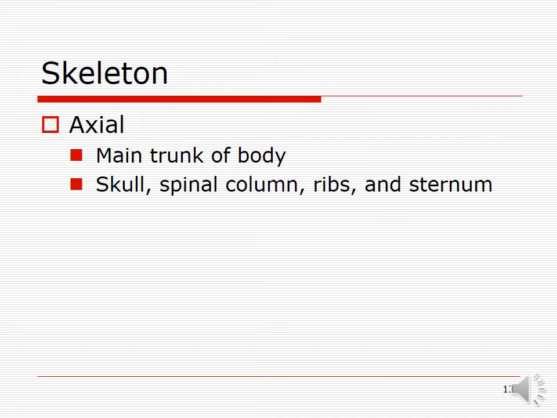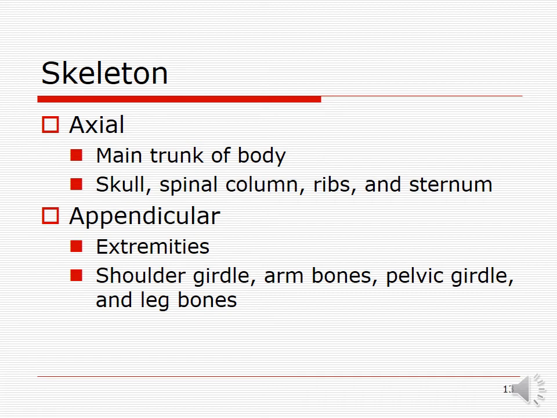Okay, so the skeleton is divided into two main parts, the axial skeleton and the appendicular skeleton. The axial skeleton is the main trunk of the body, and it's comprised of the skull, spinal column, ribs, and sternum, whereas the appendicular skeleton is the shoulder girdle and the extremities.